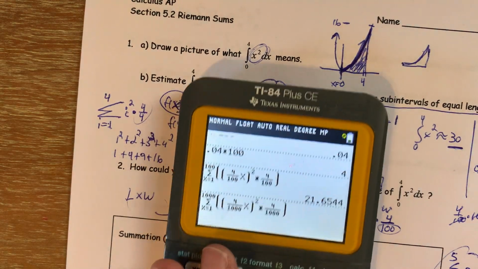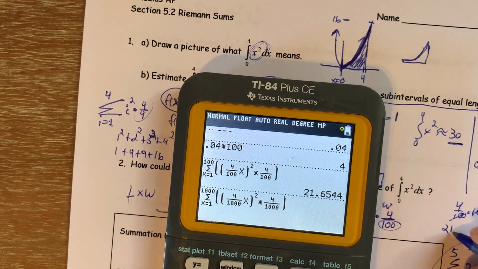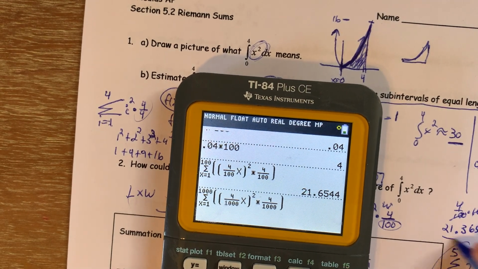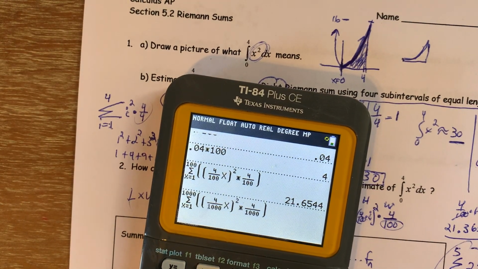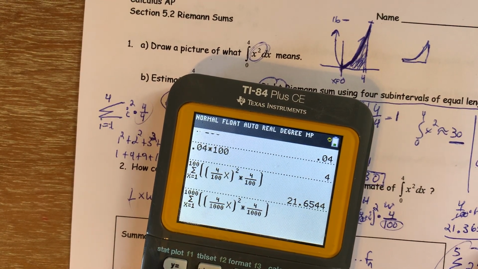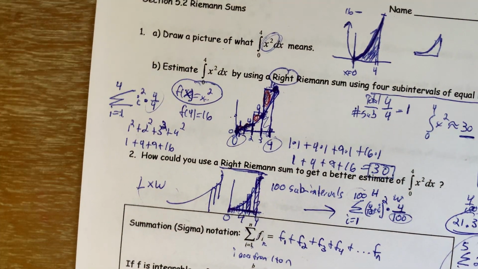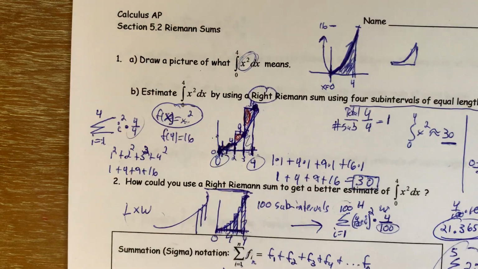And this will take the calculator a while to get, but you know what my bet is? My bet is it'll come out to be like 21.3654 or something. That's just a guess. But I bet it comes really close to 21.33333. We'll give it some time to work. In the meantime, let's talk about integrals.